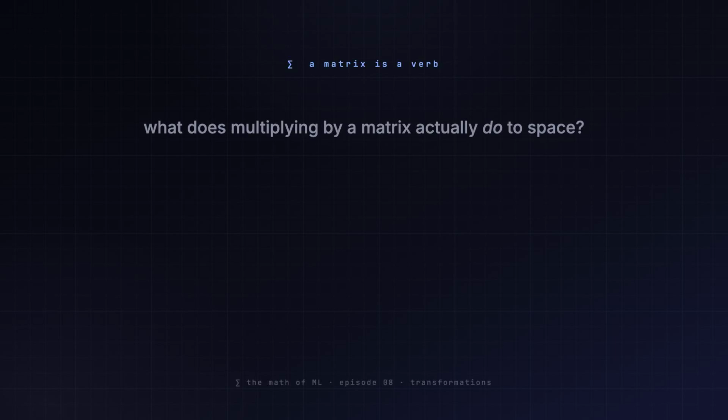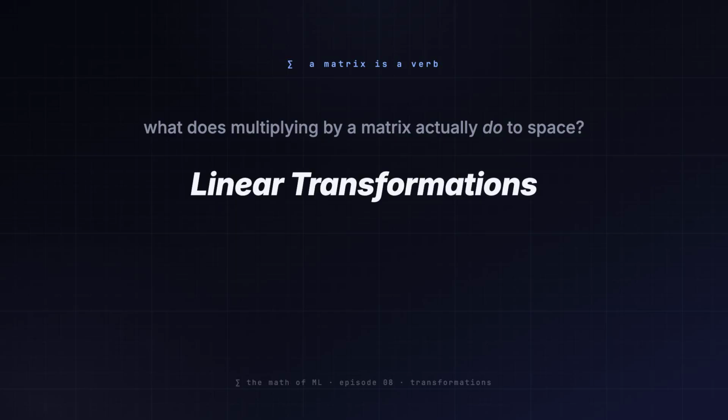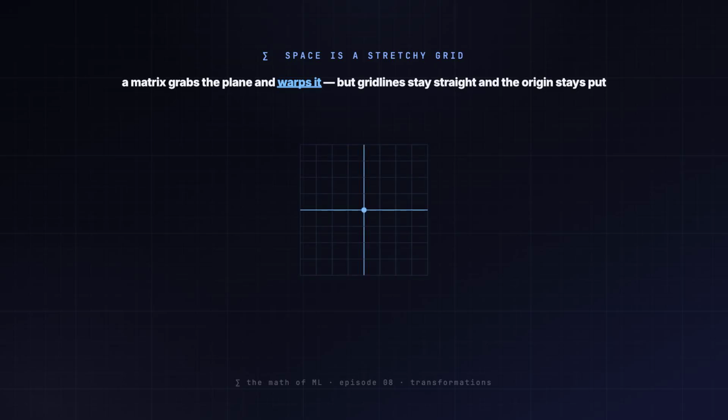Last time we ran a batch through W with a single matmul, but we never asked the real question: what does multiplying by W actually do to the points in space? Think of the plane as a stretchy sheet of graph paper. A matrix grabs that sheet and warps it. It can spin it, stretch it, or skew it sideways. Crucially, grid lines stay straight and evenly spaced, and the center never moves.